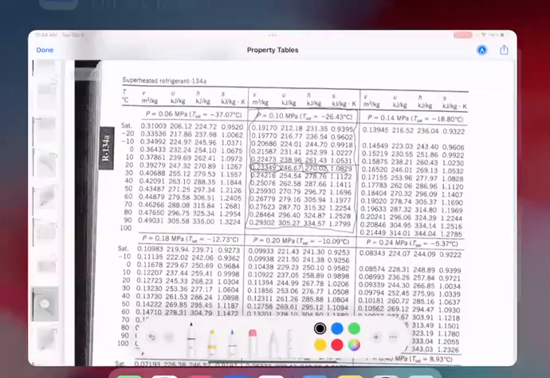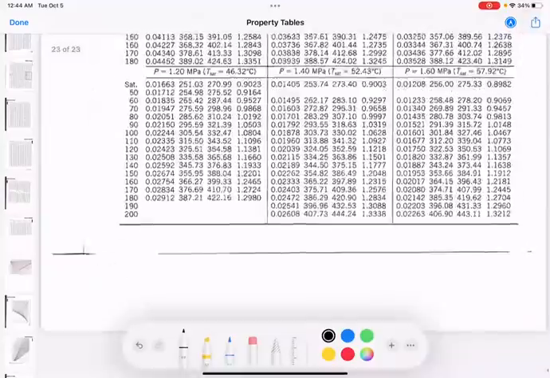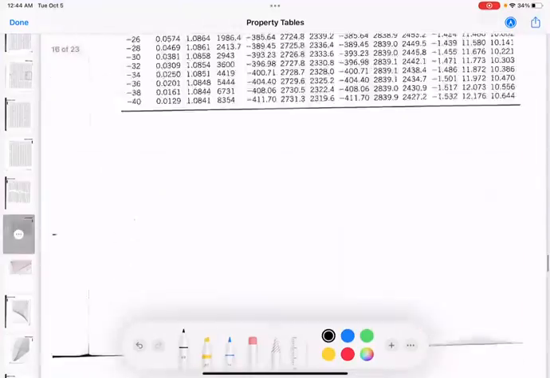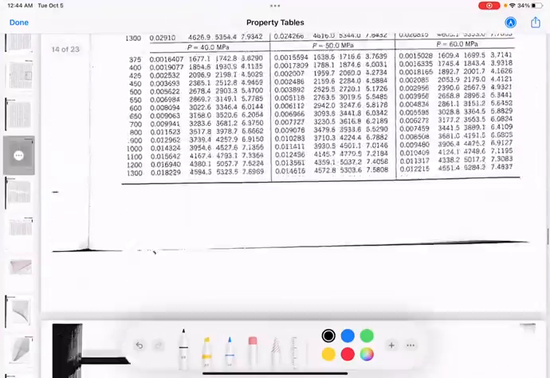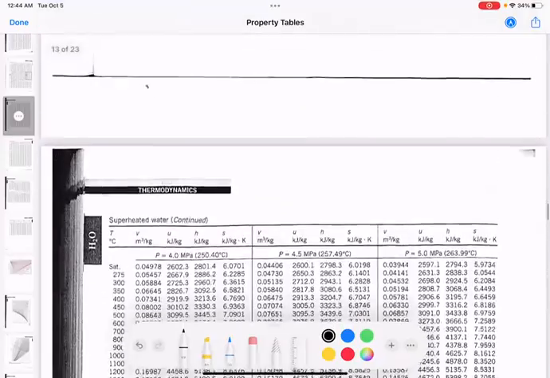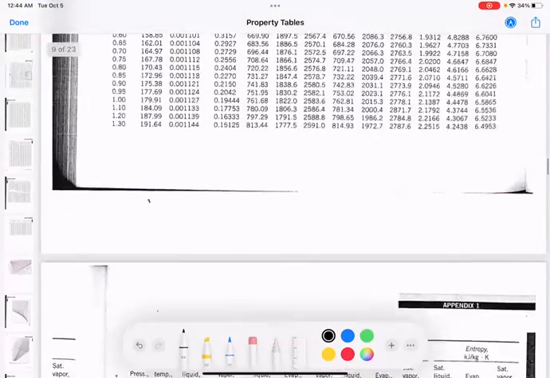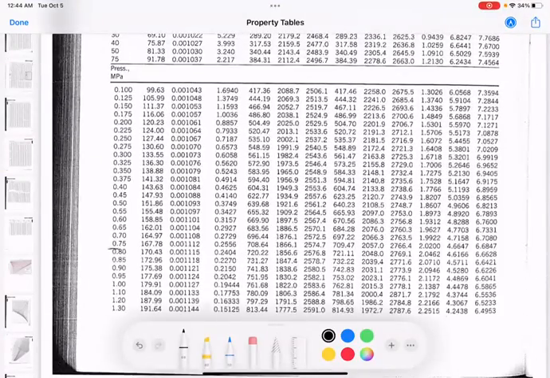So sorting through by pressure, we're looking for 0.8 megapascals. Great. So this line here is going to have the information we need. First they ask for the temperature. Well, that's simple enough. It's right here. And we're told it's a mixture, so we don't need to do that check with the specific volumes.